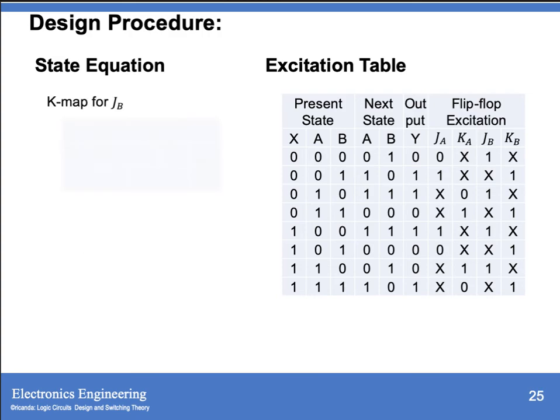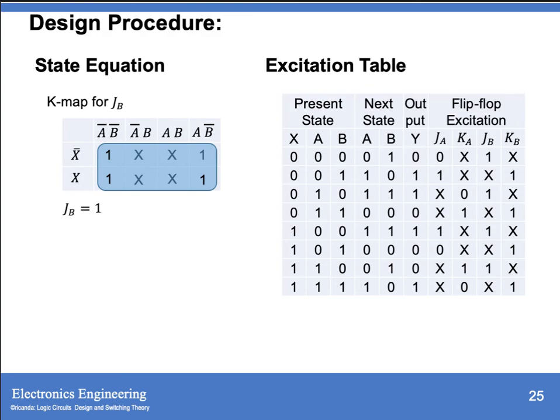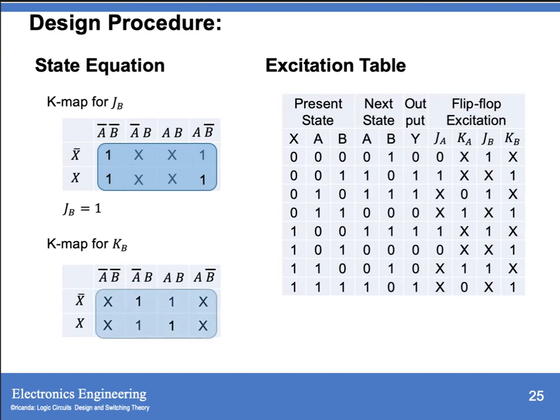Then for your JB, we have 1X, 1X, 1X, 1X. Group this by 4. So your JB is equal to 1. For your KB, we have X1, X1, X1, X1. So we have to group this by 8. Then KB is 1.